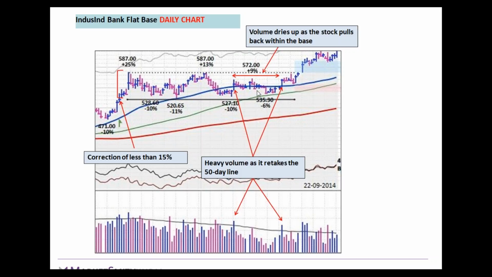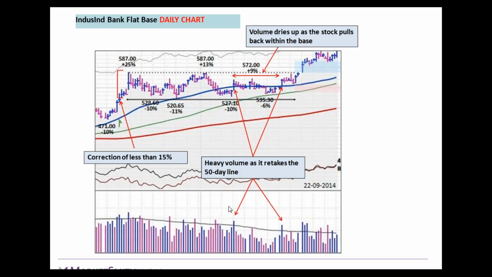And again, as we talked about earlier, as the stock pulls back, we want to see volumes dry up. Whenever the stock is moving lower, we want it to happen on low volumes. And when it's moving higher, we want that to happen on high volumes. So what's really happening here? It pulls back, falls below the 50 DMA.